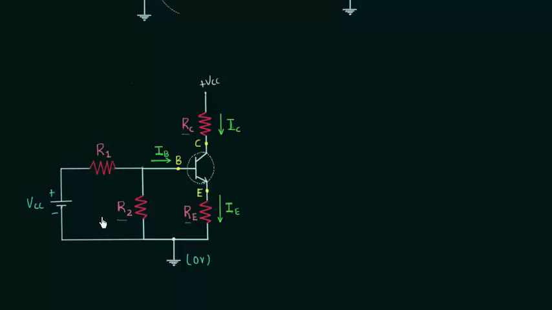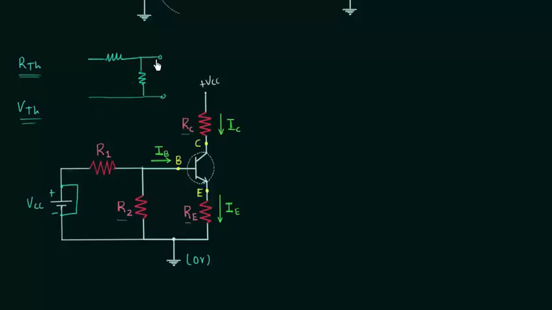Now we can easily calculate the Thevenin's resistance Rth and the Thevenin's voltage Vth. First I will calculate the Thevenin's resistance, and then we will calculate the Thevenin's voltage. In order to calculate the Thevenin's resistance, we need to short circuit all the voltage sources. We only have one voltage source, so we will short circuit VCC, and then we have to open circuit the load. This is the load, so we will open circuit it, and once we do these two things, we have resistance R1 connected in parallel with the resistance R2.